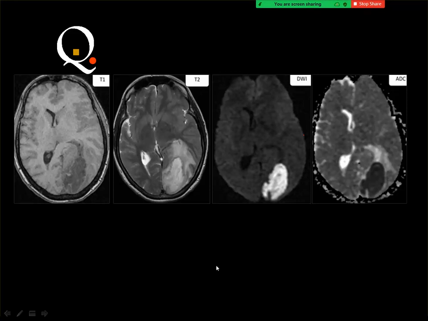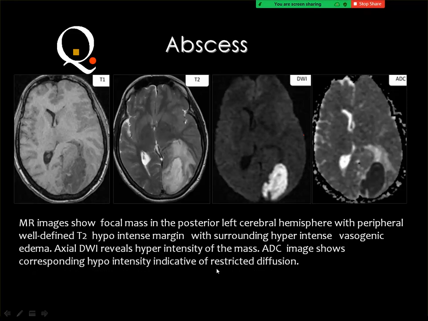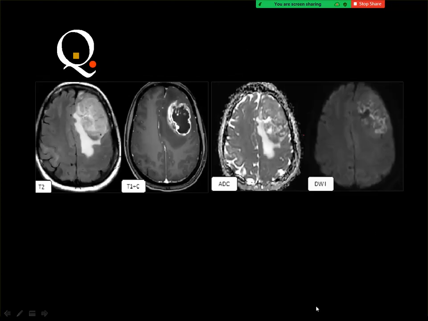Yes, this is a straightforward case of a brain abscess. You have a lesion in the occipital lobe, low signal in the T1, high signal in the T2, surrounded by perifocal brain edema with significant diffusion restriction, as you see in the diffusion weighted images and ADC.